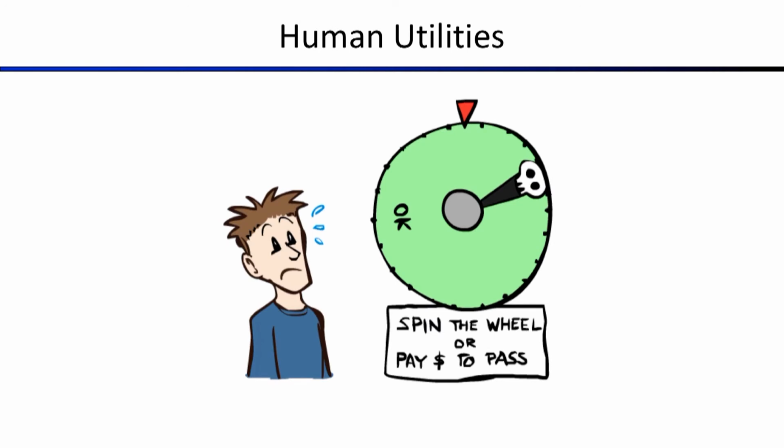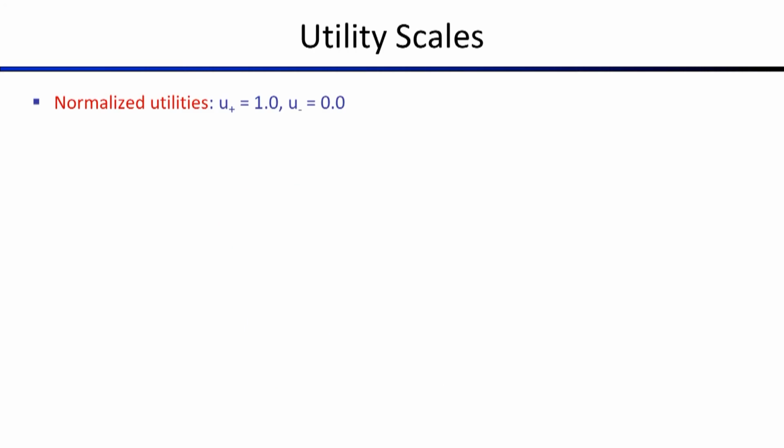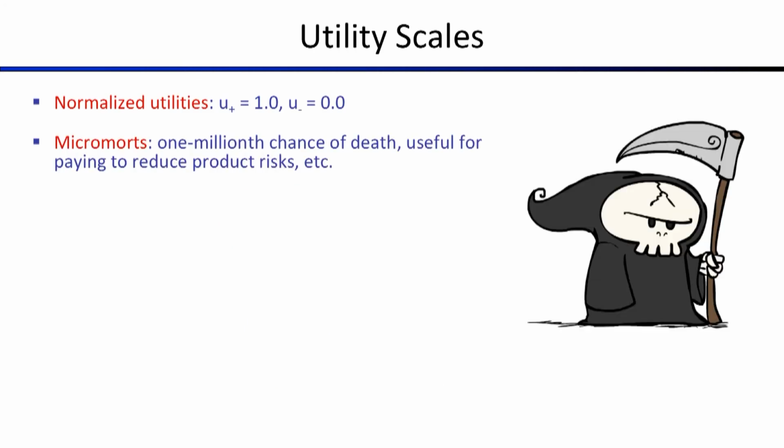Let's take a look at human utilities. How do you infer those? So utilities are numbers associated with lotteries or outcomes. So you can normalize them between 0 and 1. Then one way to measure utilities is to have some kind of unit, micromort. It's a 1/1,000,000th chance of death, which is useful for paying to reduce product risks and so forth.